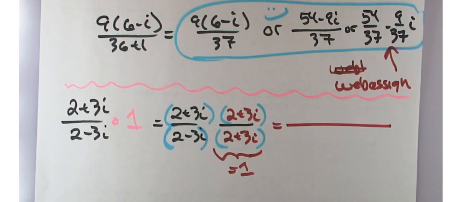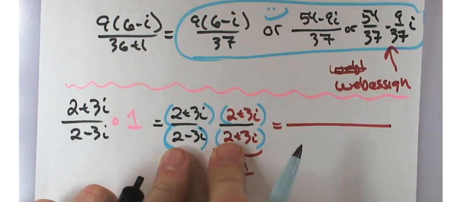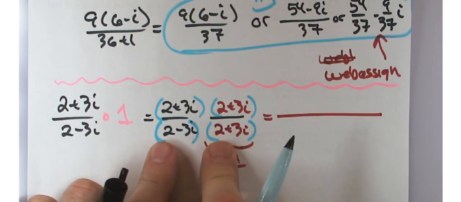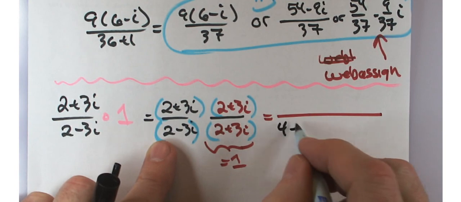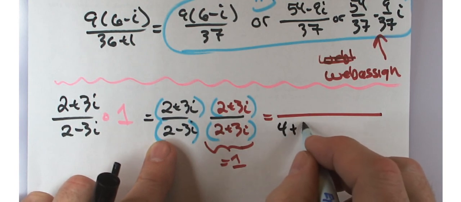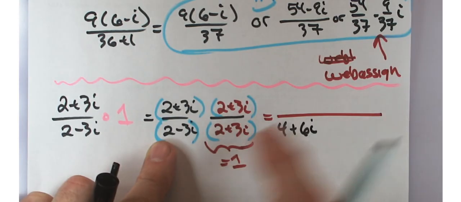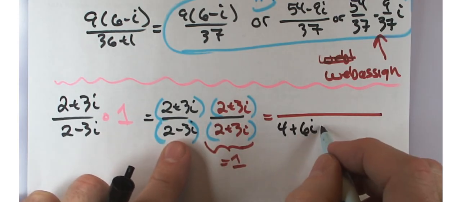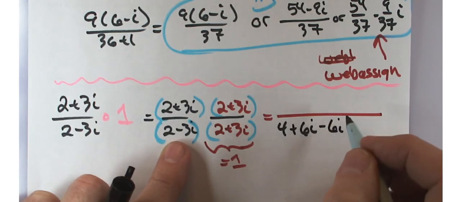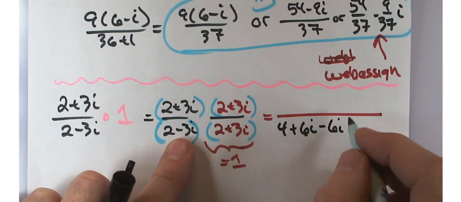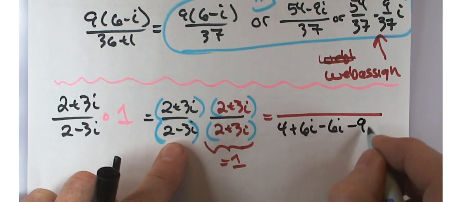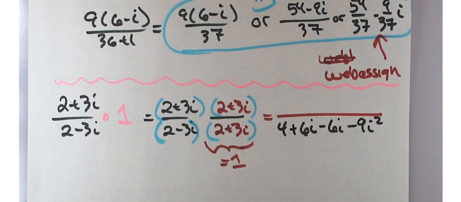Let's see how things are looking. We'll start with the denominator. Bjorny, help me out. What am I going to get in the denominator when I multiply this out? 4, and then what? Plus 6i. Minus 6i. Good. And then how about the last terms? Thank you. Well done. Minus 9i squared.